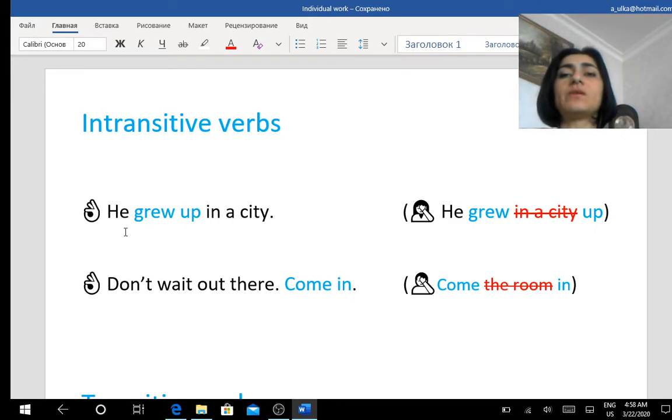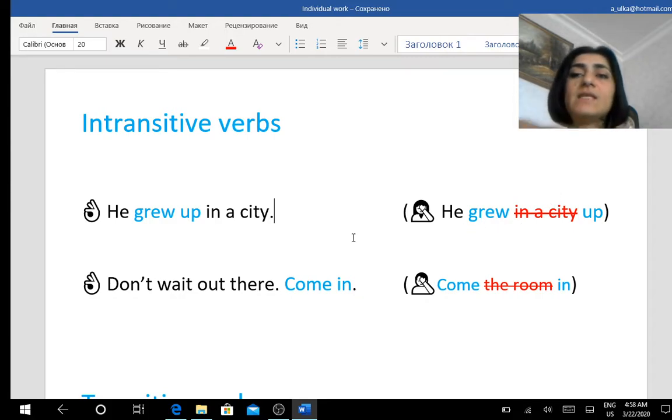Intransitive verbs are verbs that don't need an object after the verb, and you cannot put any word or any object between the different parts of the verb. Because we know that phrasal verbs consist of a verb and a preposition, when I say different parts of the verb, it means between a verb and a preposition. We cannot use any word.